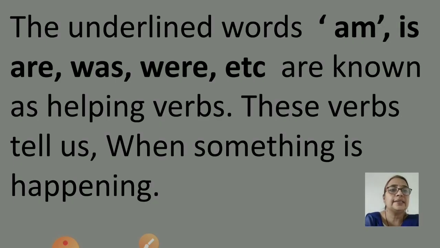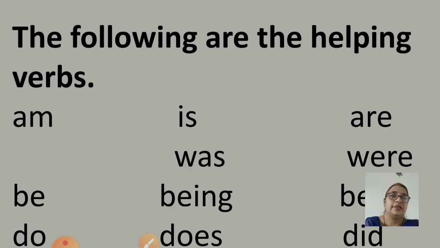So, in these sentences, we have seen am, is, are, was, were. These words were underlined. And while explaining, I told you how they are helping the verb in the sentence. So, they are called helping verbs. And these verbs tell us when something is happening. Is, was, am, were, has, have. These all are helping verbs, and with the help of these we come to know when something happened. So we come to know about the tense of that sentence.